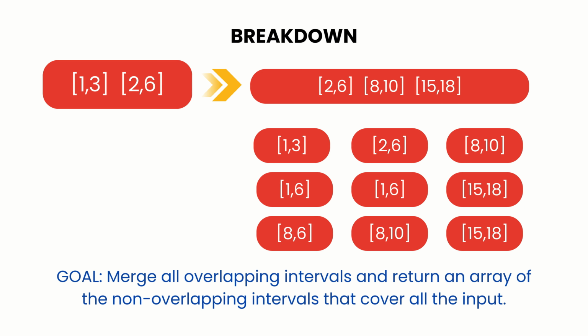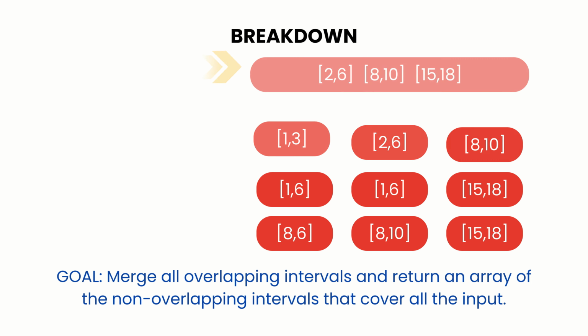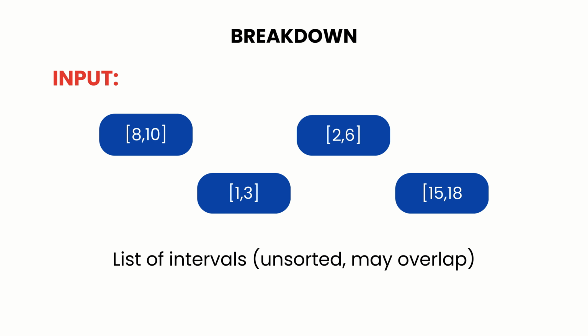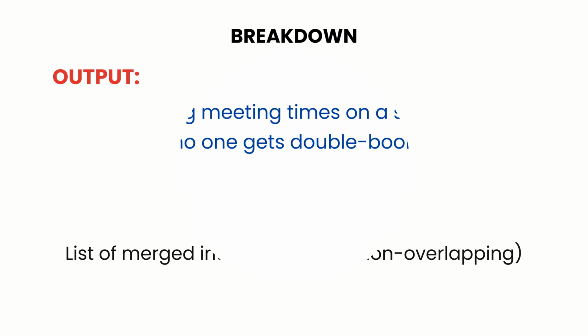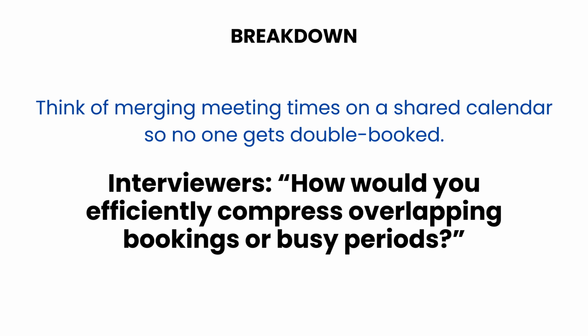Given an array of intervals where each interval is [start, end], merge all overlapping intervals and return an array of the non-overlapping intervals that cover all the input. Input: list of intervals, unsorted, may overlap. Output: list of merged intervals, sorted, non-overlapping. Think of merging meeting times on a shared calendar so no one gets double booked. Interviewers might ask, how would you efficiently compress overlapping bookings or busy periods?